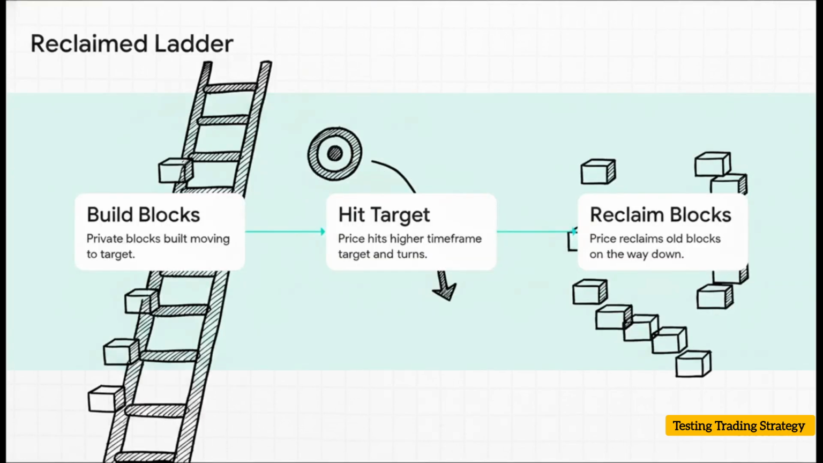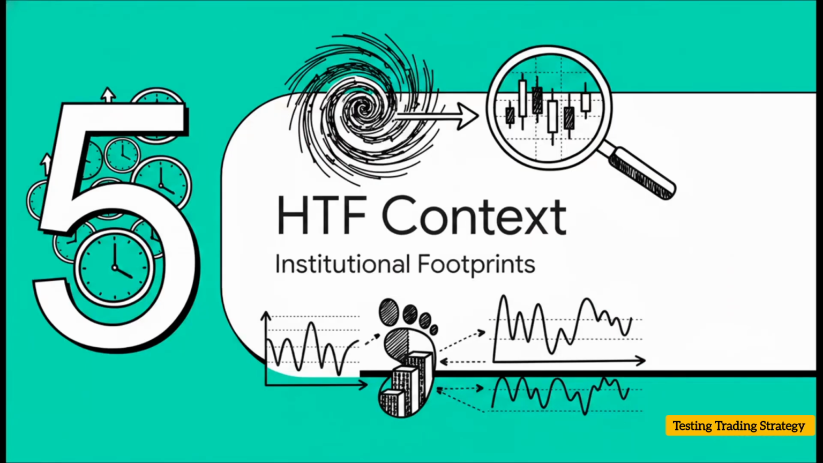And this dynamic creates what we call the reclaimed ladder. Think of it like a staircase. Step 1: as price moves to a higher time frame target, institutions build their own private blocks. Step 2: price hits that target and turns. Step 3: price actively reclaims those exact old blocks on the way down. It's honestly kind of structural poetry. The market uses the exact same steps to support price on the way down as it did building them on the way up.